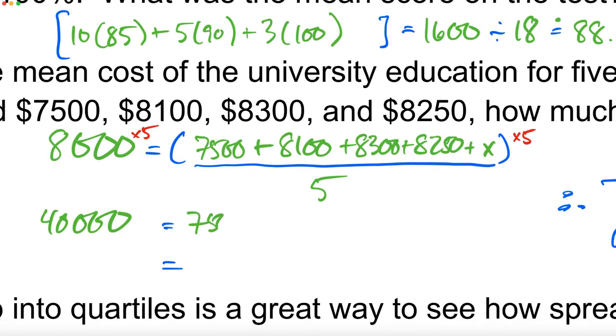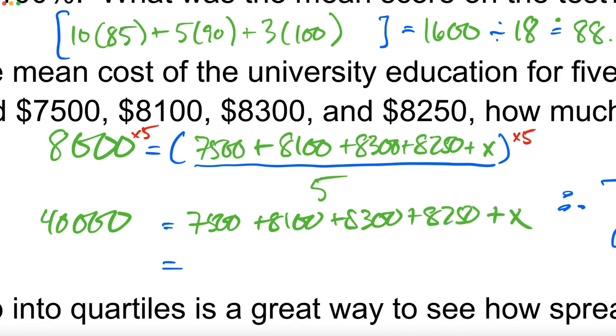We have 7,500 plus 8,100 plus 8,300 plus 8,250 plus x. So just to make this a little bit easier, I'm going to add those up. That's 7,500 plus 8,100 plus 8,300 plus 8,250.